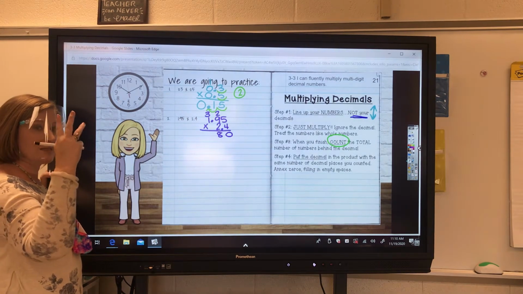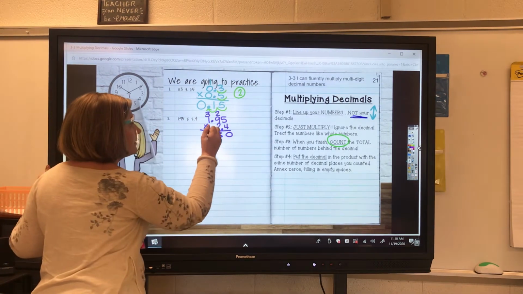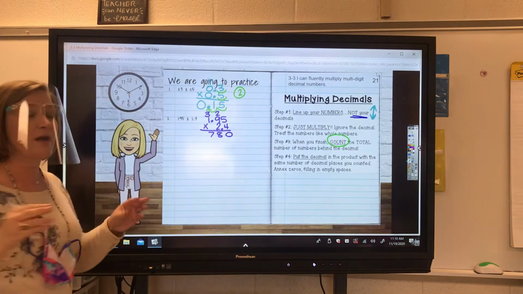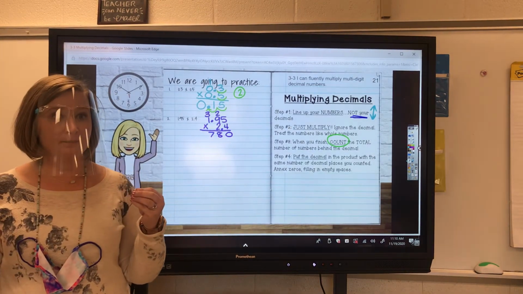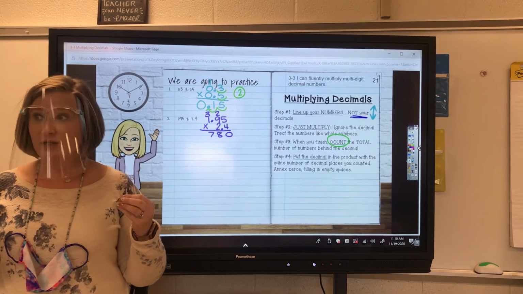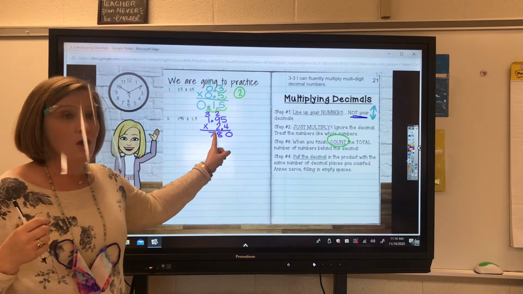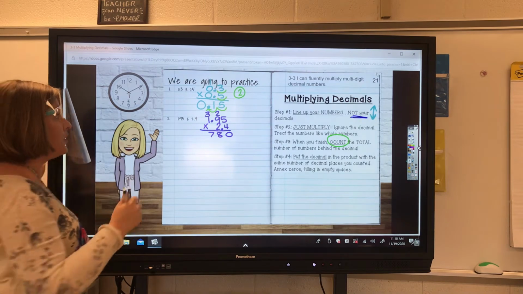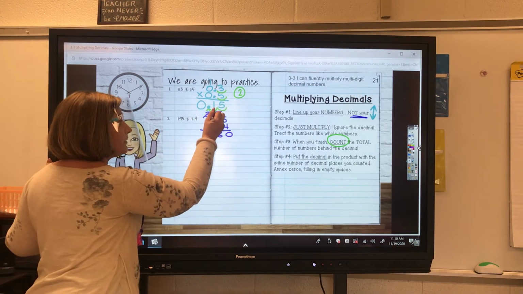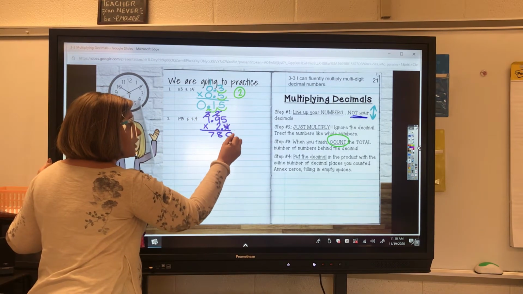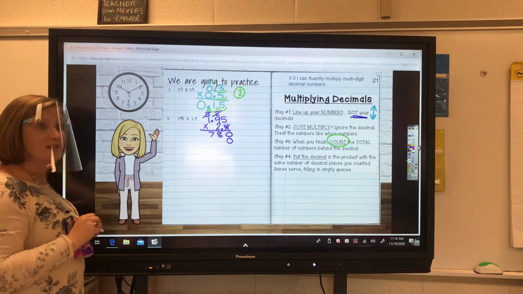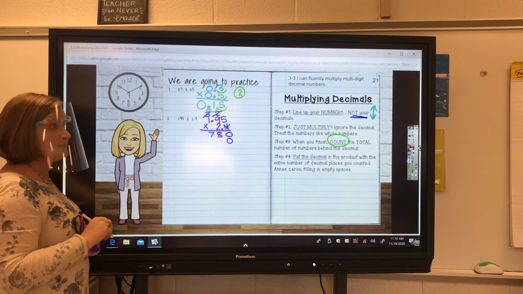5, 6, 7. Okay, I want everybody to pick up your pencil and look at me. Are we finished? No. Do I put a decimal here? No. We have to go to the next row. So I'm going to mark out my carries, mark out my 4 because I'm done with that, and put a 0 down as my placeholder.